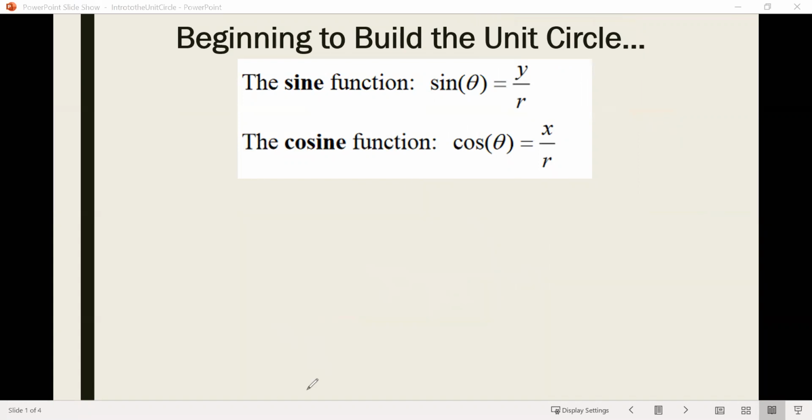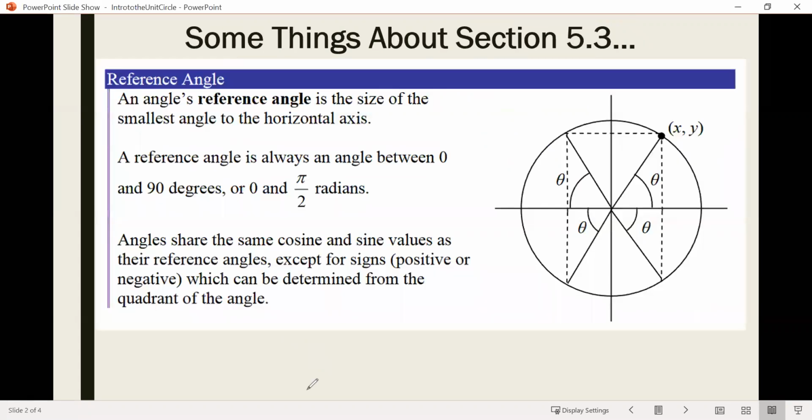All right, another important thing we need to keep in mind to help us build the unit circle is this idea of reference angles. Recall that the reference angle of a particular angle is that angle between 0 and 90 degrees that is measured back to the horizontal axis from the angle.